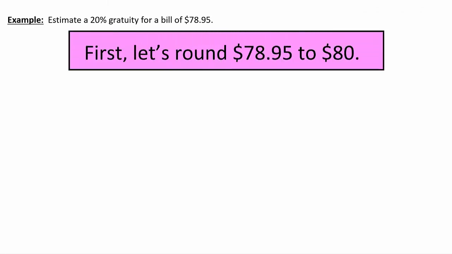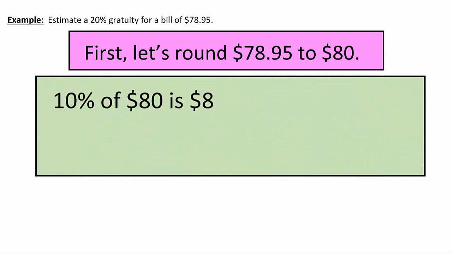Example, estimate a 20% gratuity for a bill of $78.95. Well, let's round $78.95 off to $80. That makes it easier to work with. 20%, well, that's twice 10%, yes? So let's find out what 10% of it is, and then we'll double it. 10% of $80. Well, that's 1/10 of $80. Divide 80 by 10, and we get $8.